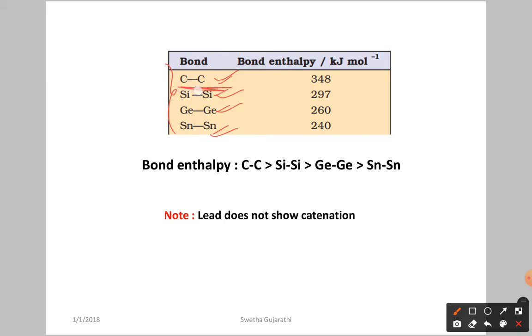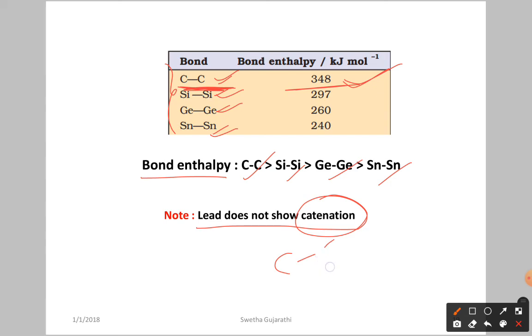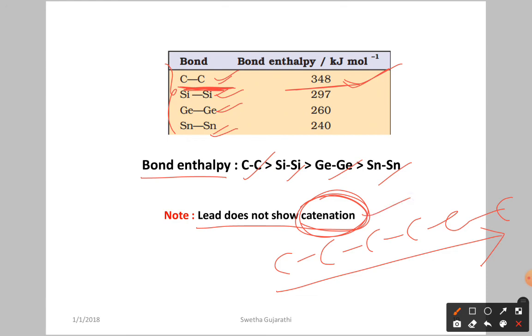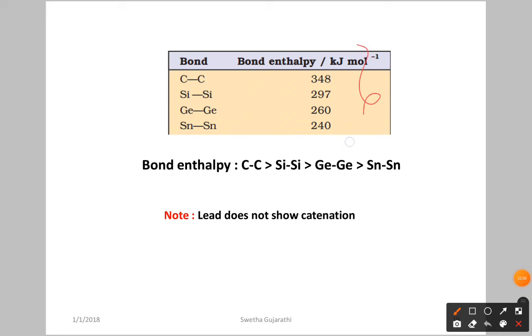Here, the bond energy for carbon-carbon is more, which means they form the stronger bond. The bond enthalpy is more for carbon-carbon, then silicon, germanium, then tin. Lead does not show catenation. Catenation means self-combining capacity. As you know, in organic chemistry we have so many big molecules, because carbon forms very long chains due to catenation. We will discuss catenation in detail in organic chemistry. So this is the bond enthalpy order, in which carbon-carbon has the highest bond enthalpy.